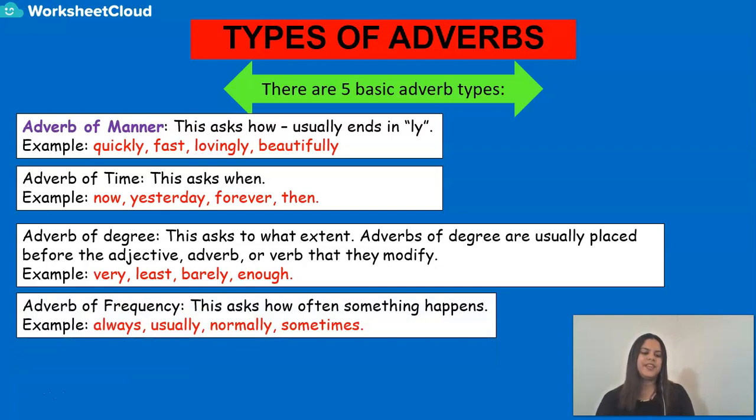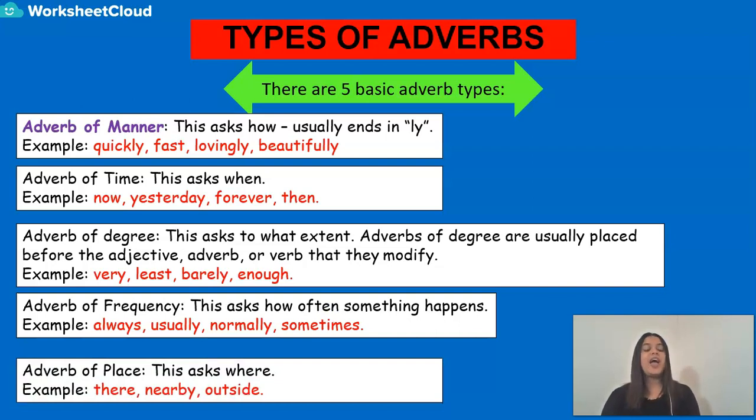Adverbs of frequency. This asks how often something happens. For example, always, usually, normally, and sometimes. So it basically tells us how often an action takes place. Remember, we are looking at actions or adjectives when we are using adverbs. Adverb of place. This asks where. So, for example, there, nearby, or the one that we've done already, outside. Those are adverbs of place, and they answer the question where.